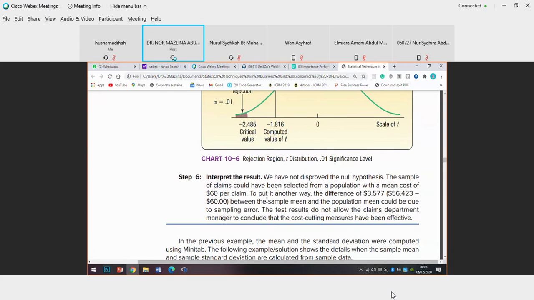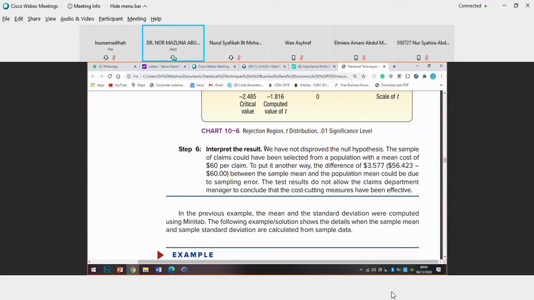Jadi nampak tak ni, awak bolehlah bagi tahu bos awak ataupun diri awak sendiri. Okay, the sample of claims could have been selected. Bla bla bla. To put it in another way, jadi sebenarnya inilah yang lebih penting. The test result do not allow the claims department manager to conclude that the cost cutting measure have been effective. Jadi rupanya dia buat sesuatu lah cost cutting measure ni supaya kurang daripada RM60 kan, tapi nampaknya tidak berjaya.